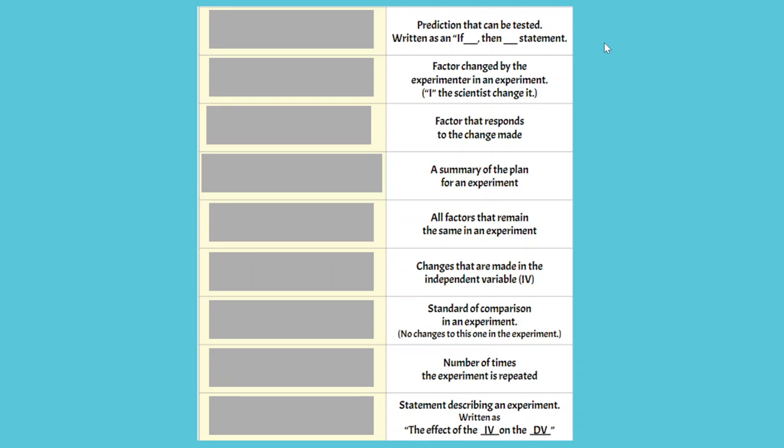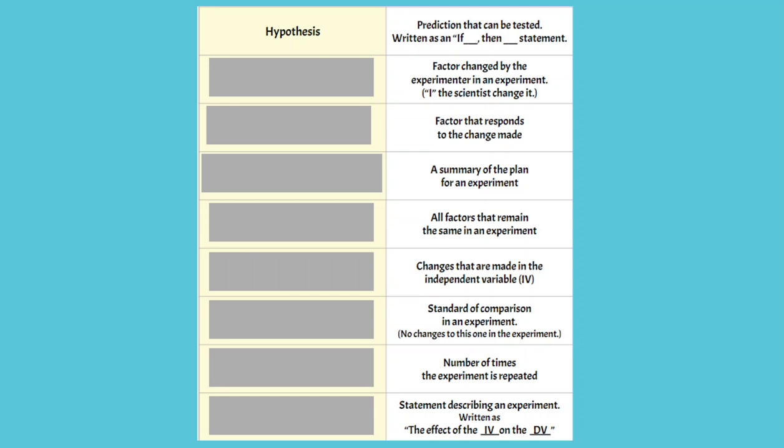So our first definition is a prediction that can be tested, and it's written as an if-then statement. So it's a best guess. If this happens, then that will happen, right? That's going to be our hypothesis. The next thing we looked at says it's a factor changed by the experimenter in the experiment. So it's something that is going to change or vary, V-A-R-Y. If it's something that's going to vary, it means it's a variable.